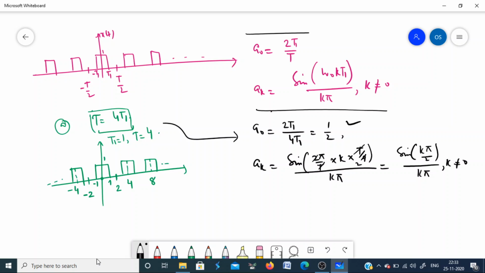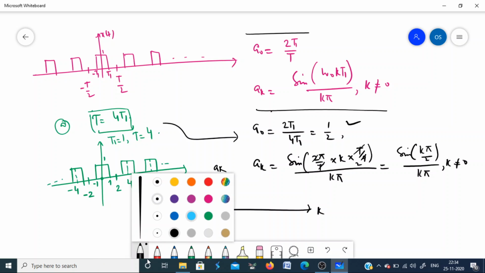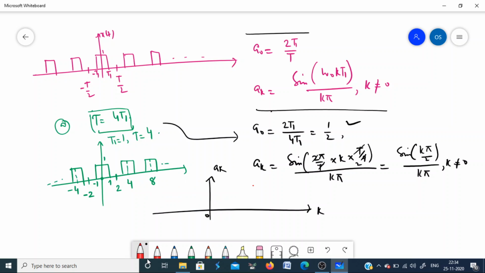If you plot this function a_k, how will it look? This is k here and this is a_k. So for k equal to 0, you have a0, which was 1 by 2, the constant term. Then suppose k is equal to 1, then 2, 3, 4, 5, 6, 7 and so on. Similarly a minus 1, minus 2, minus 3, minus 4, minus 5, minus 6 and so on. So a naught is 1 by 2.